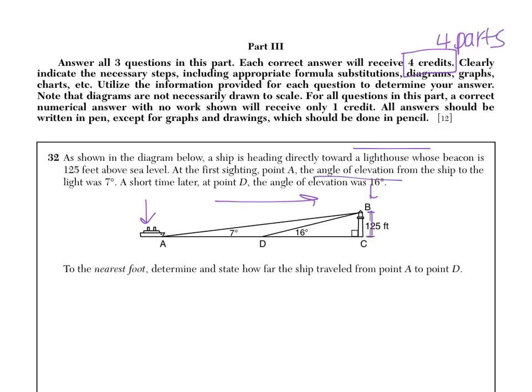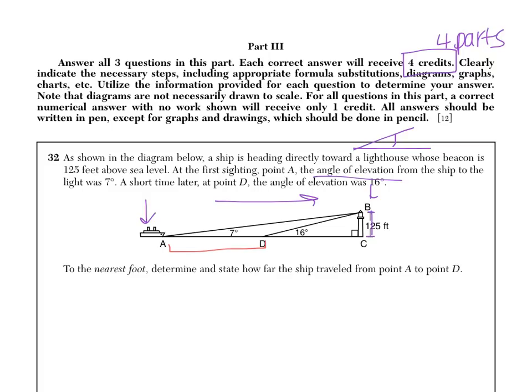Elevation means to look out and then look up. A shorter time later, at point D, the angle of elevation was 16 degrees. So we already have these 2 triangles labeled with everything that they've given us. And what they're asking for is to the nearest foot, determine and state how far the ship traveled from point A to point D. So I eventually want to know this length, this distance between A and D.